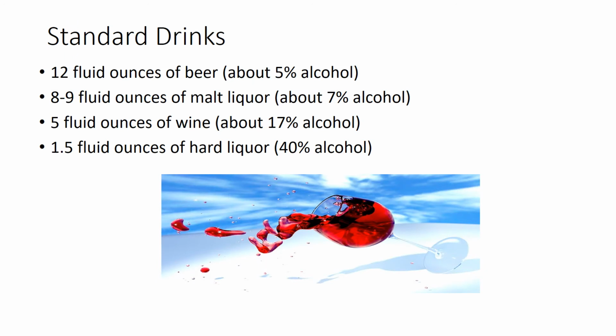Are you at risk for developing problem drinking? Knowing how much alcohol is a standard drink will help you understand how much you drink and the risk associated with it. Standard amounts of alcohol include 12 fluid ounces of beer, or about 5% alcohol, 8 to 9 fluid ounces of malt liquor, about 7% alcohol, 5 fluid ounces of wine, about 17% alcohol, and 1.5 fluid ounces of hard liquor, or about 40% alcohol.